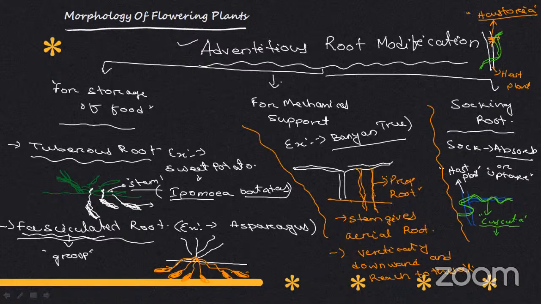So to gain nutrition, some of the roots develop from the stem, and that is called your sucking roots. So these are the different kinds of modification of your adventitious roots.